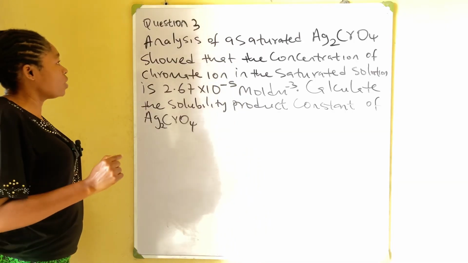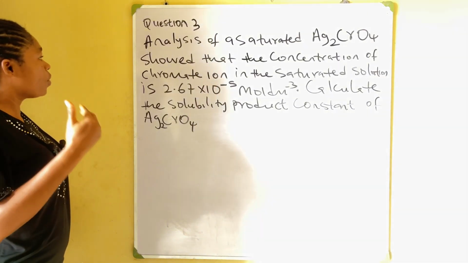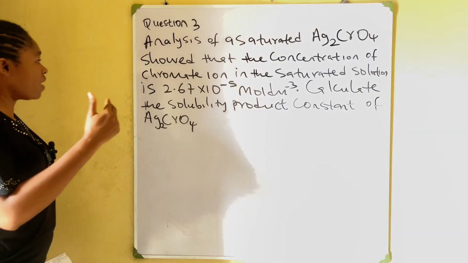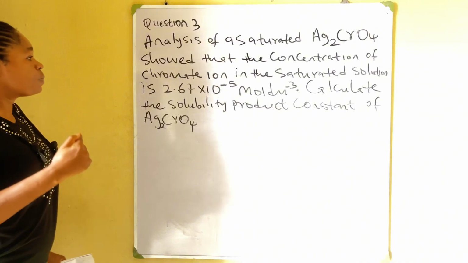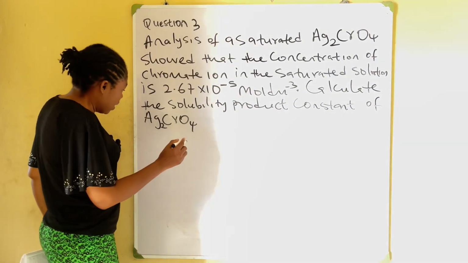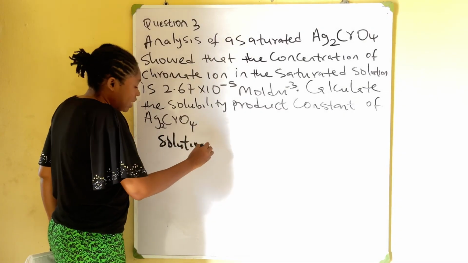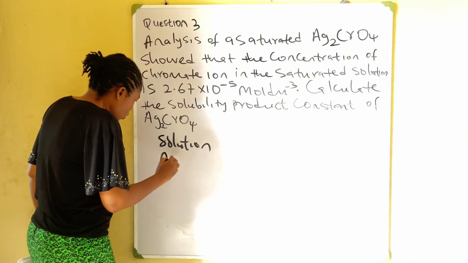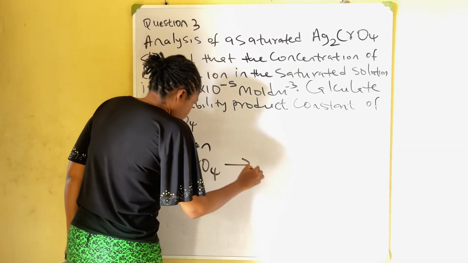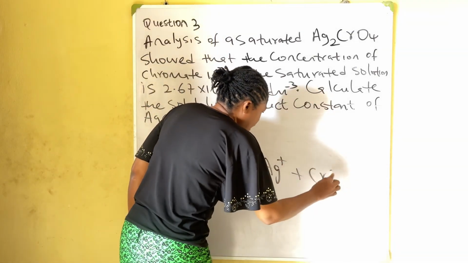Question number 3. Analysis of a saturated silver chromate solution showed that the concentration of chromate ion in the saturated solution is 2.67 times 10 to the power minus 5 mole per dm cube. Calculate the solubility product constant of silver chromate. So I'm going to start by writing the equilibrium equation for the silver salt and its ions in solution. So this is the solid. So you have silver ion and chromate ion.